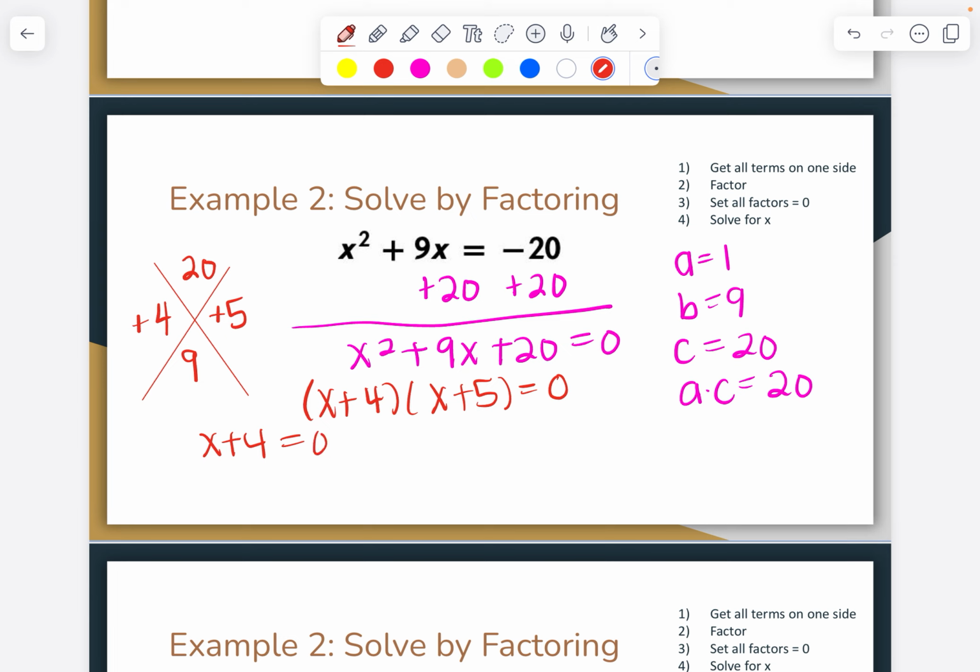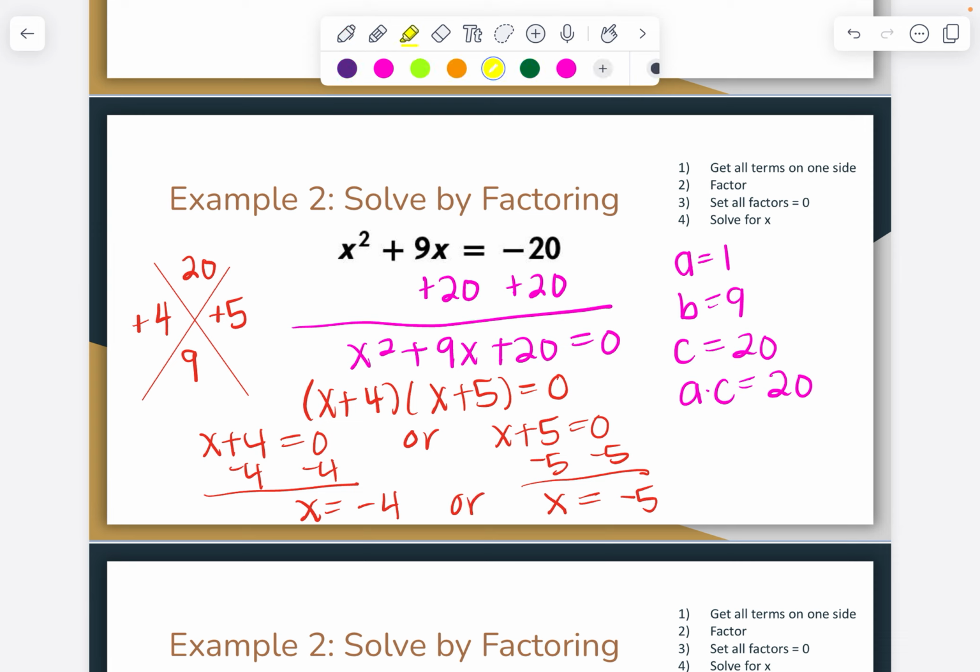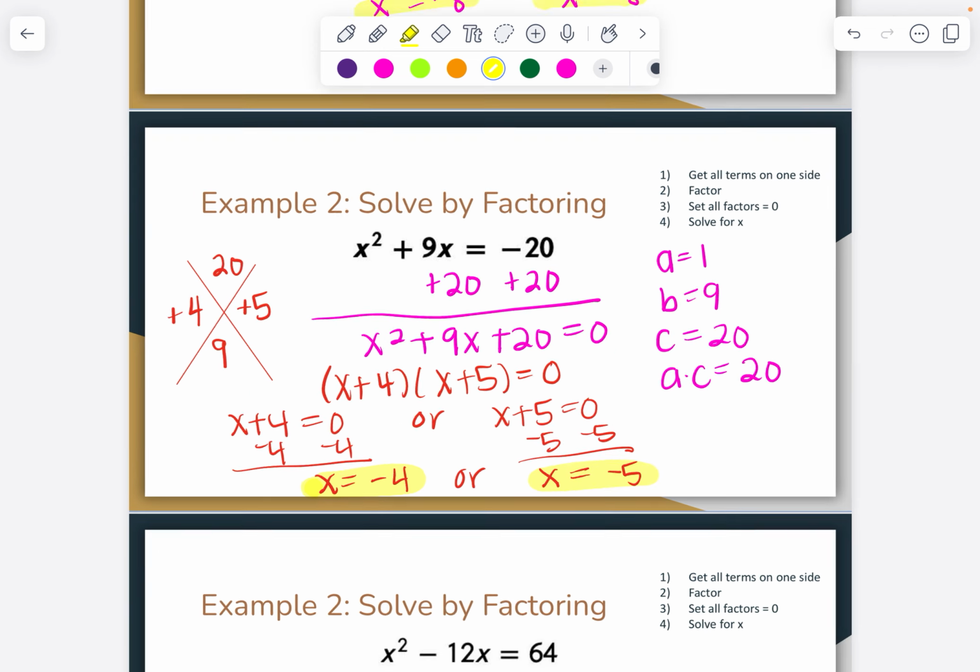So either x plus 4 equals 0 or x plus 5 equals 0. Taking 4 from both sides, we get x equals negative 4, or taking 5 from both sides, we get x equals negative 5. So again, if I plug either negative 4 or negative 5 into my original equation, it would make it true.